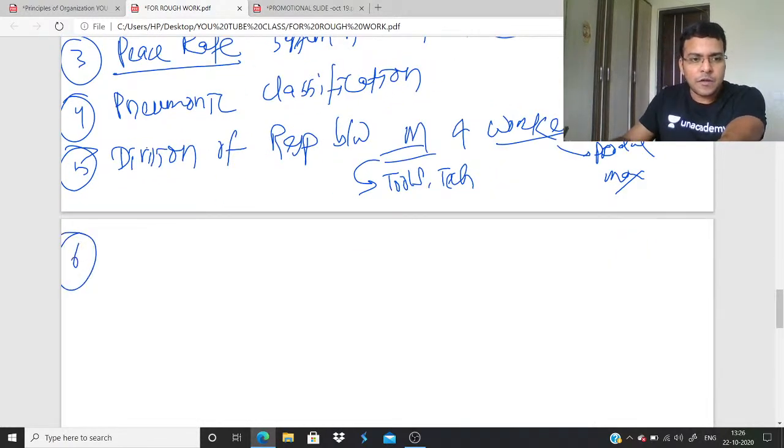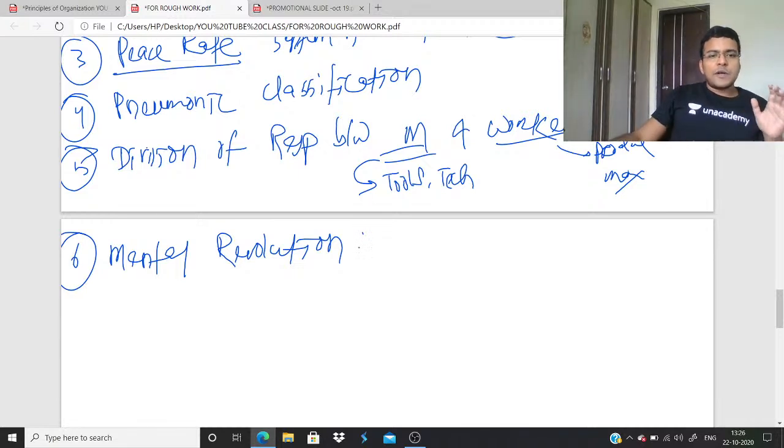Next, mental revolution. What is mental revolution? That means proper coordination between both management and worker. The manager should not focus on profit. The worker should not focus on wage. Both should focus on what? Production. When production increases, automatically the manager will get more profit and the worker will get more wage. This is mental revolution.